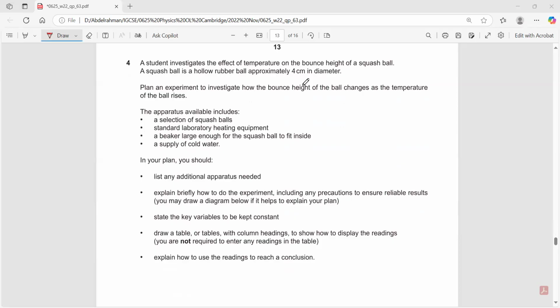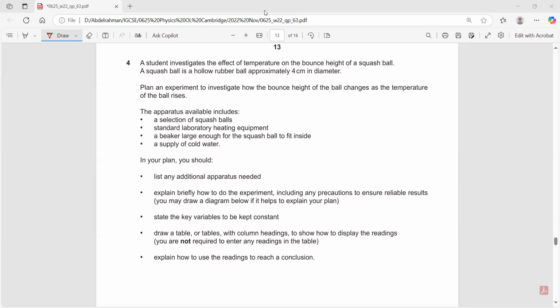Moving on to question 4, plan an experiment. You have a squash ball. The student investigates the effect of temperature on the bounce height of a squash ball. Okay, would it affect the bounce height or not? I do not care. What I care about is planning this experiment.